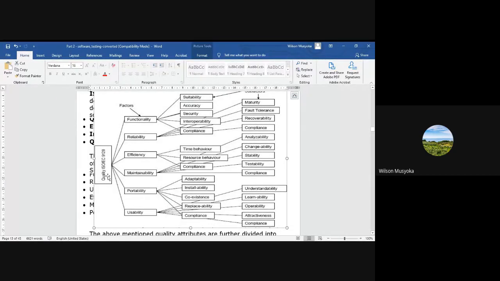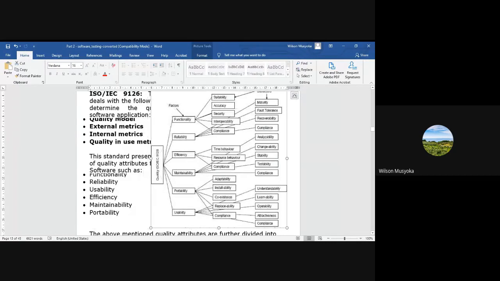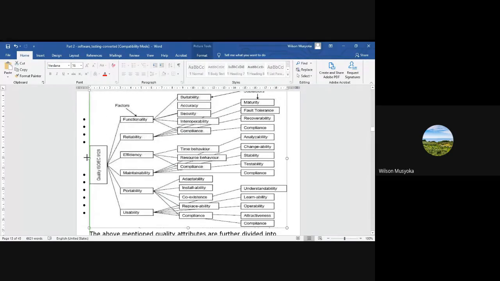When we are looking at these quality ISO standards, I hope this diagram is now clearly visible. I will reduce it after explaining it. Under this standard, we are looking at several quality factors. According to the diagram, there is the quality model, and the quality model is what we call the quality factors. The quality factors include: one, functionality; two, reliability; three, efficiency; four, maintainability; five, portability; and six, usability. When we are talking about functionality, what exactly do we mean?